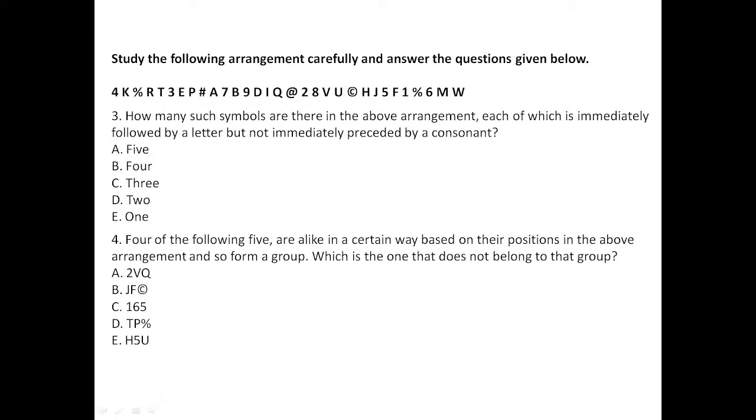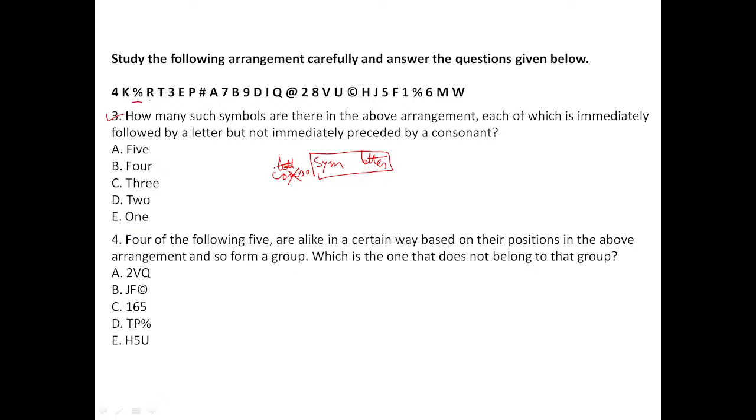Okay, so question number 3 is here. How many such symbols are there in the above arrangement, each of which is immediately followed by a letter, but not immediately preceded by a consonant? So here it would not be a consonant, but a symbol followed by a letter would be there. So see where the symbols are given, and check the respective conditions there.